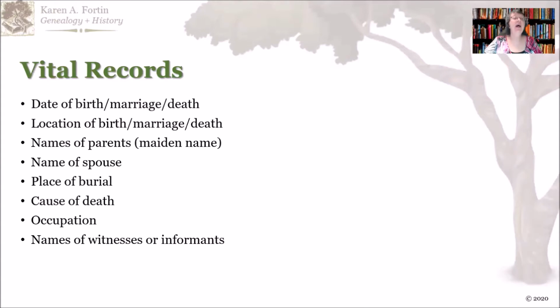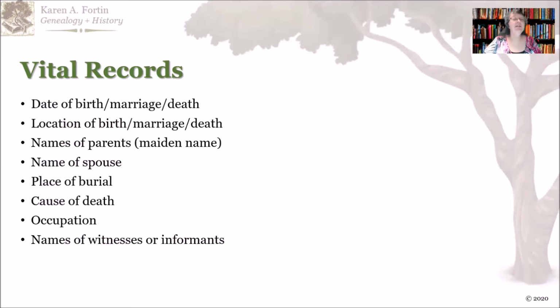Now let's take a look at vital records. Generally, these records will contain the date of the birth, marriage, or death, and usually the location of the event. It may provide the names of the parents, and if you're lucky, the maiden name of the mother. A death certificate may provide the name of a spouse, the place of burial, and maybe even the cause of death. An occupation may be listed on a death certificate, and sometimes even on a marriage record.